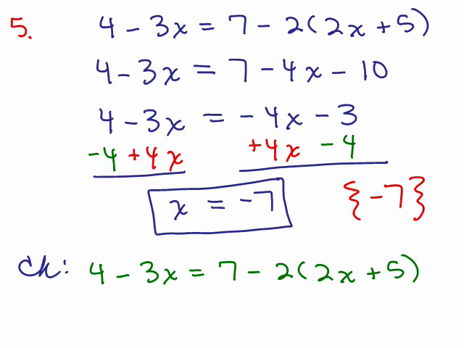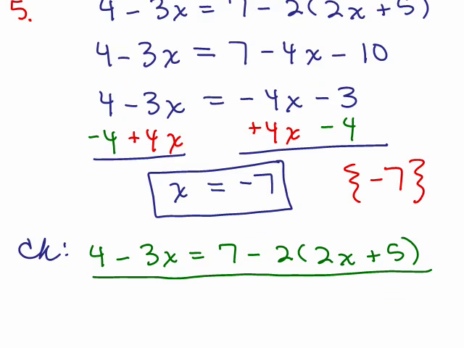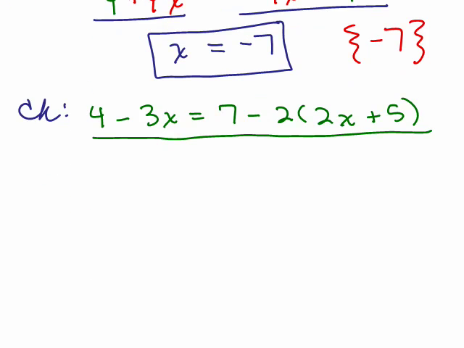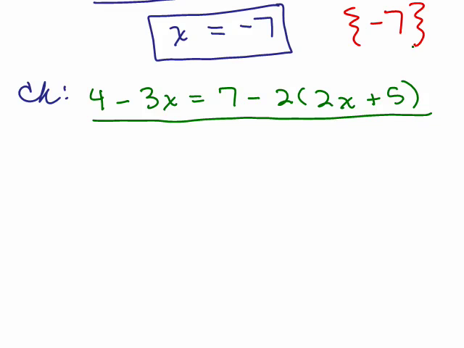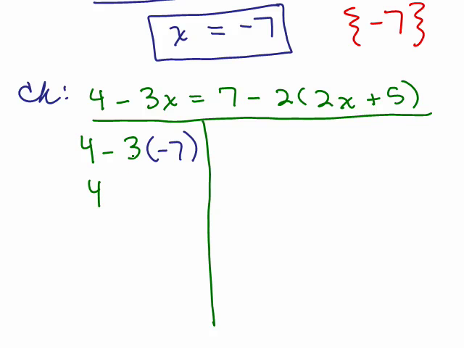Alright, so to check, you write the exact same problem down. You underline it. Let me go down the page here a little. So we're going to check x equals negative 7. So we're going to plug in on the left side anywhere there's an x, a negative 7. And we'll simplify this side first. So we do multiplication. So remember, that's a minus 3 times a minus 7. That's going to be a plus 21, which is 25.